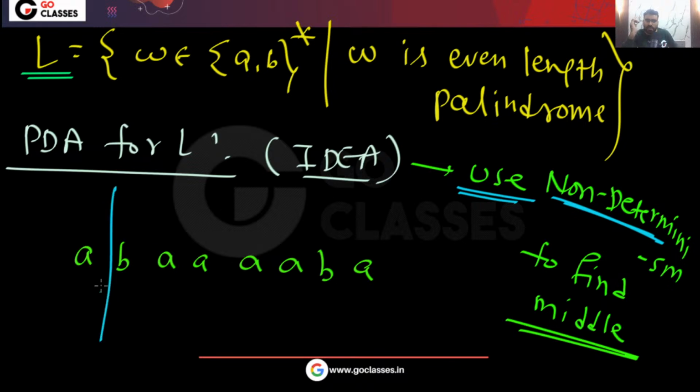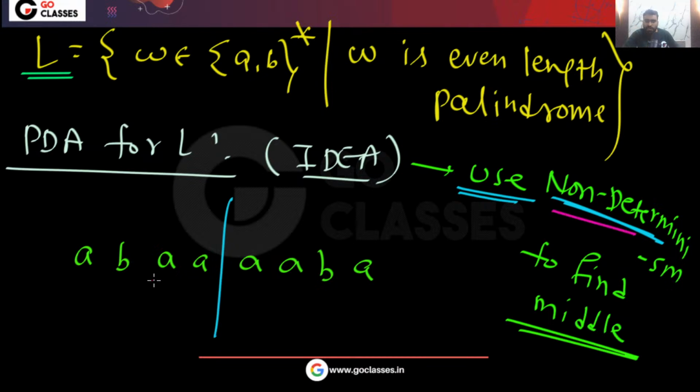If it is not the middle, then you will push. If it is the middle, then you will pop. Yes or no? So after every symbol you are thinking, is this the middle? If this is not the middle, then I will push this, then push this. If this is the middle, then you pop. Very simple. So remember, ultimately you will find the middle using non-determinism.